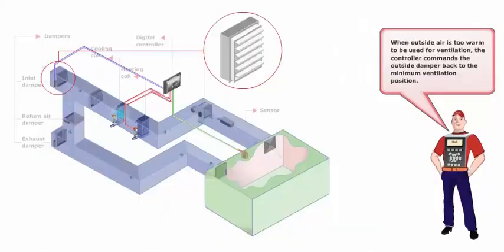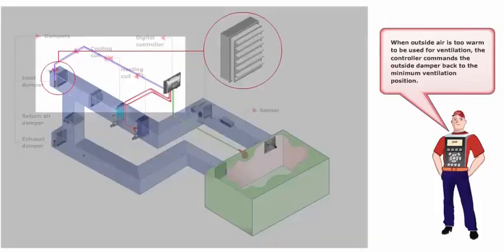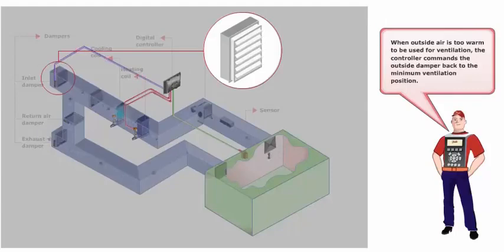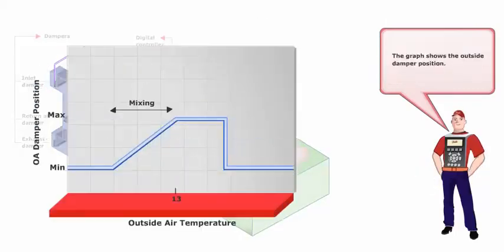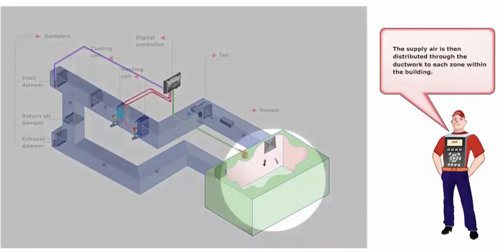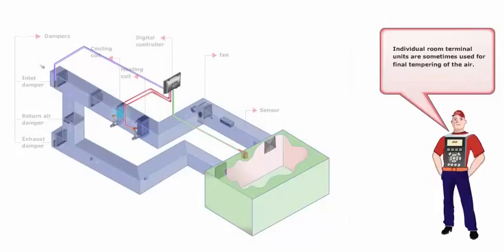When outside air is too warm to be used for ventilation, the controller commands the outside damper back to the minimum ventilation position. The graph shows the outside damper position. The supply air is then distributed through the ductwork to each zone within the building. Individual room terminal units are sometimes used for final tempering of the air.